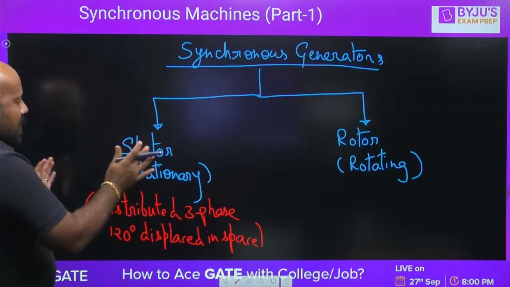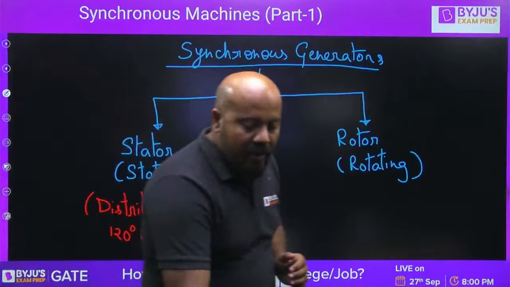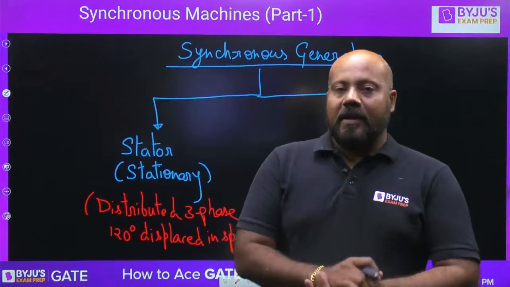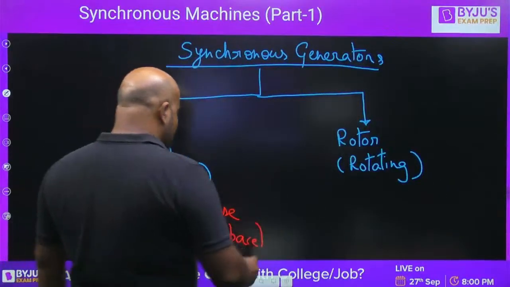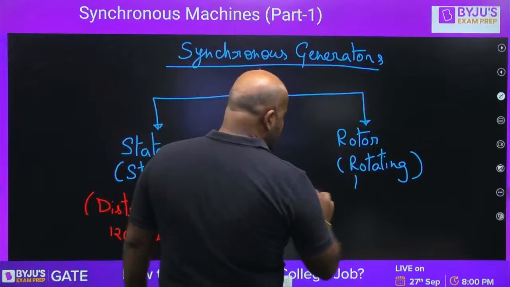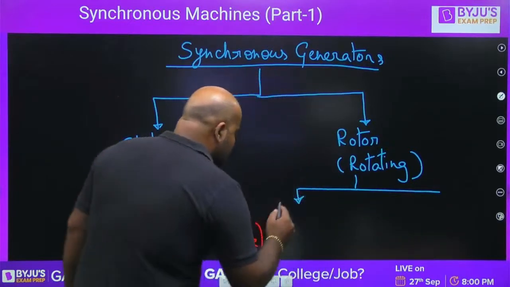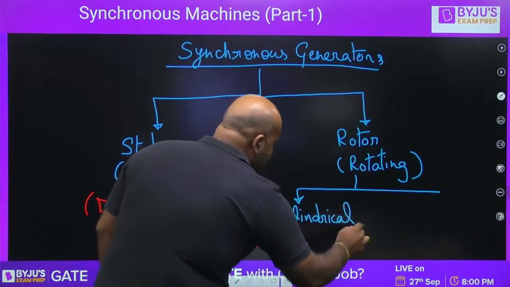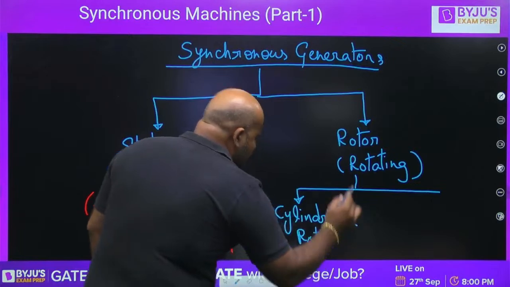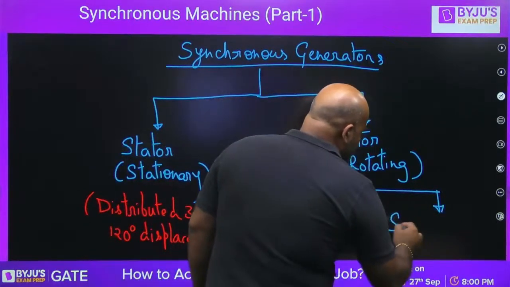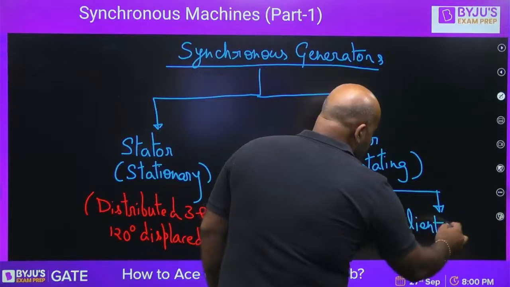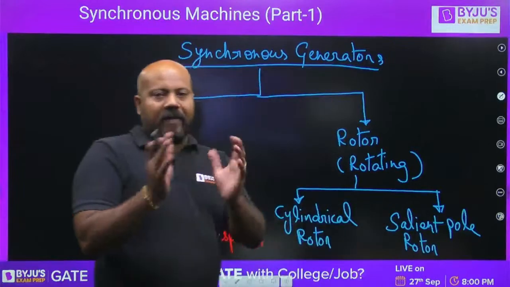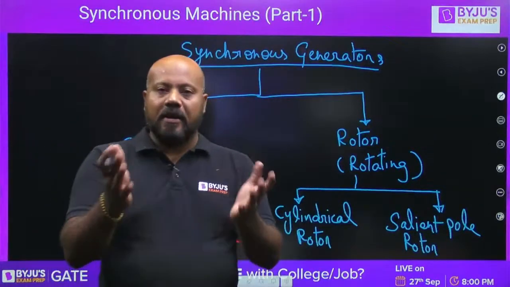Synchronous generators. We have a stator, which is a stationary part. It is very similar to the stator of an induction motor, having a distributed three-phase winding which are 120-degree displaced. Now coming to the rotor, we have basically two types of rotors. One is the cylindrical rotor, and the other one is the salient pole rotor. I will just give you a brief idea of what the cylindrical rotor and salient pole rotor are.